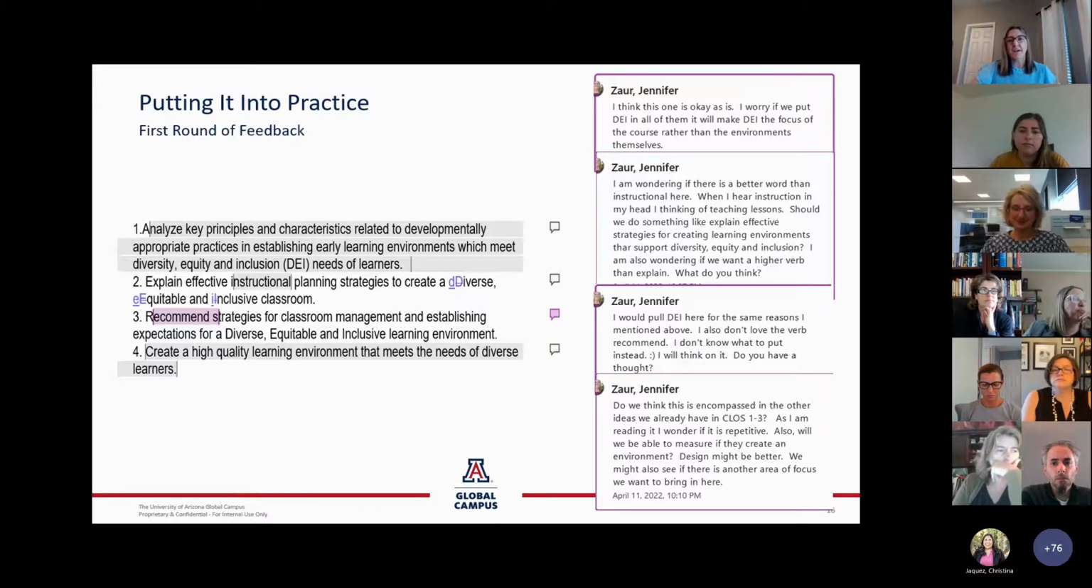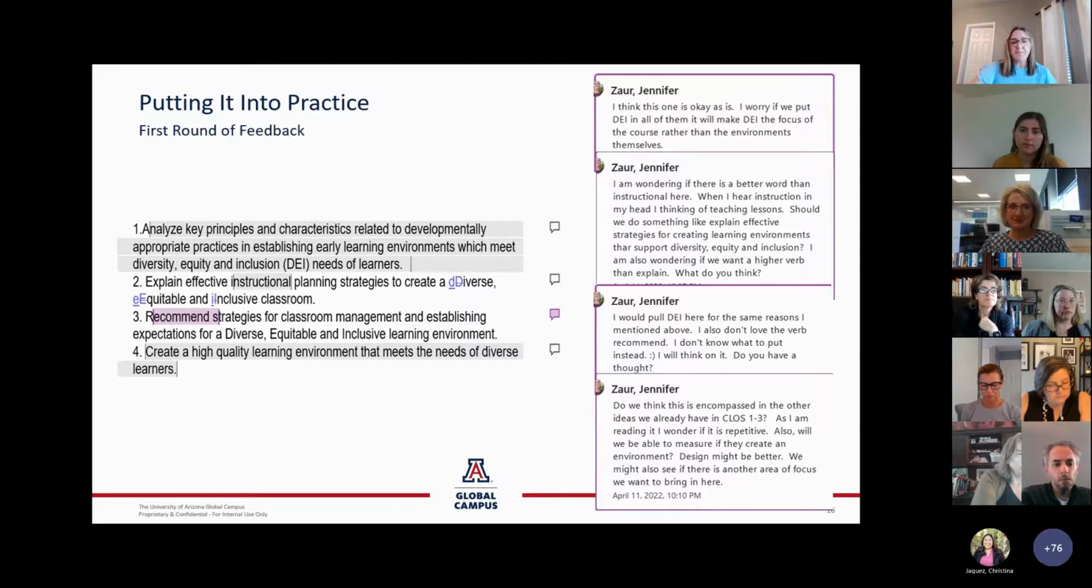Then we were having some back and forth of, do we need to pull it in everywhere? Is there a place for it to be just in one, or do we need it in multiple? And then wondering, you can see some of the conversation here about, do we want to change some of our language? Is there a better word than instruction? Maybe instruction lends itself to teaching lessons versus creating environments. Do we want to talk more about explaining strategies? Do we need a higher verb than explain? Let's think about where this course falls in our sequence. How does it align with our mapping? Do we want to keep putting DEI here? You can read through everything that's on there.